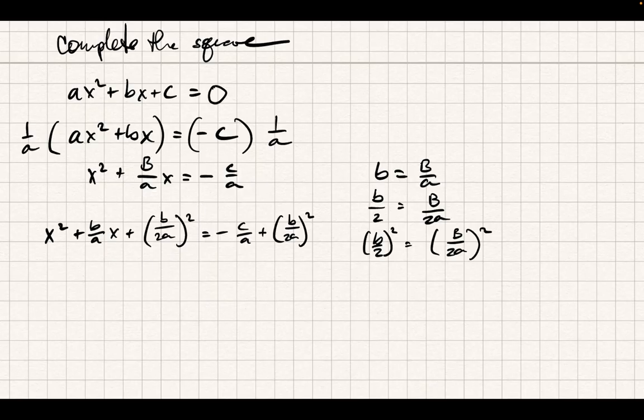What's this left side simplified to? X plus b over 2a, in parentheses, squared. All in parentheses, with the square outside the parentheses. Equal on the right side?